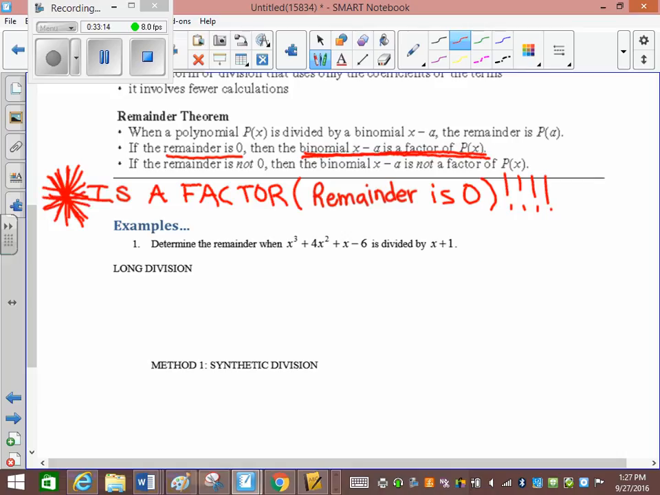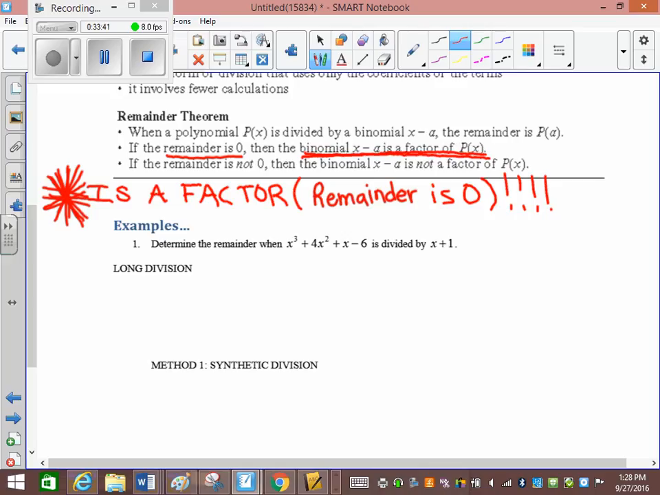Remember I told you you're going to get the horizontal stretch or your horizontal translation wrong? "Is a factor" will be on your test and it will be on your diploma. And whenever you see "is a factor," you need to underline it and write a little arrow off that says remainder is 0. Because that's how they tell you the remainder is 0 without saying remainder is 0. Now why wouldn't they just say remainder is 0? I don't know. They don't. They say "is a factor" and you need to know that the remainder is 0.